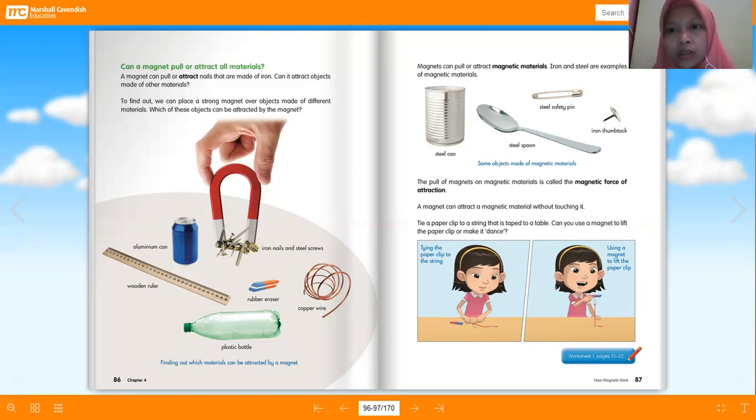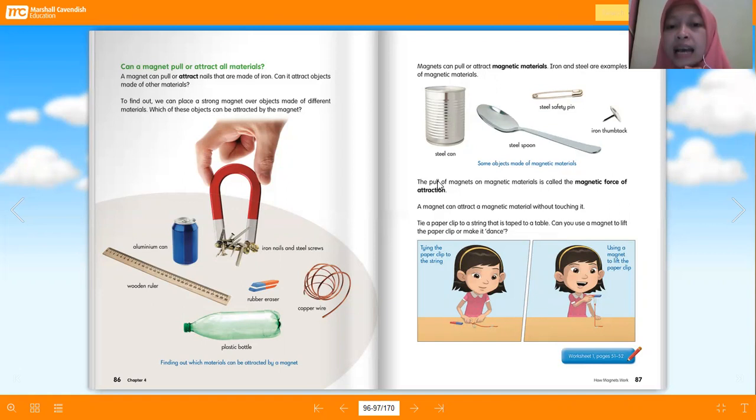But before that, Soleha, we have some terms in our material for this meeting about magnetic materials. Magnetic materials means all of the materials that can be attracted by a magnet. Ya, semua benda yang bisa ditarik oleh magnet, we can say magnetic materials, like a steel can, a steel spoon, a steel safety pin, and an iron thumbtack. To find out, we must do a simple experiment. I will explain more about magnetic materials and non-magnetic materials, but first, I will continue.